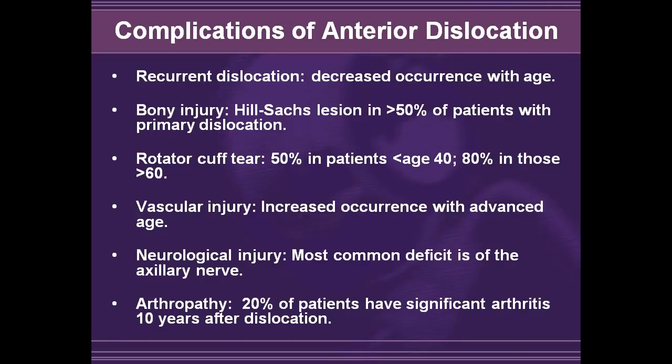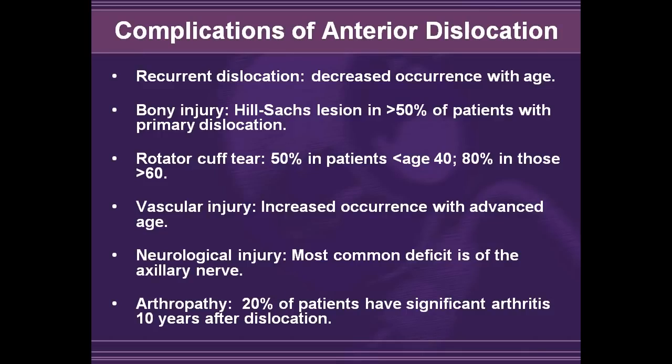Other complications of anterior dislocation include recurrent dislocations. The more dislocations you've had, the easier it is to do it again. Hill-Sachs lesions, which are impaction fractures, occur in 50% of patients with their primary dislocation. There can also be Bankart lesions, or fractures, which are the associated fractures of the anterior glenoid in the exact place where the humeral head impacts the glenoid.